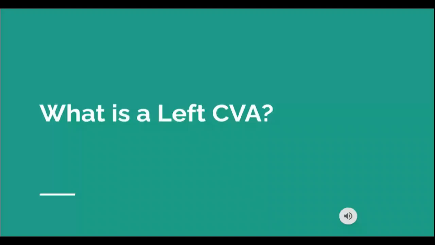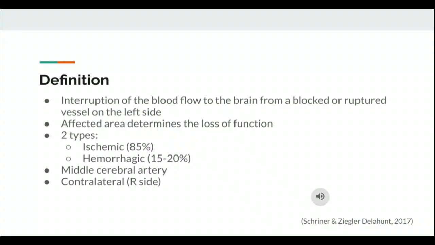What is a left CVA? A CVA results from an interruption of blood flow to the brain from a blocked or ruptured vessel on the left side of the brain. The site and extent of the affected area determines the loss of function. There are two main types, ischemic and hemorrhagic.